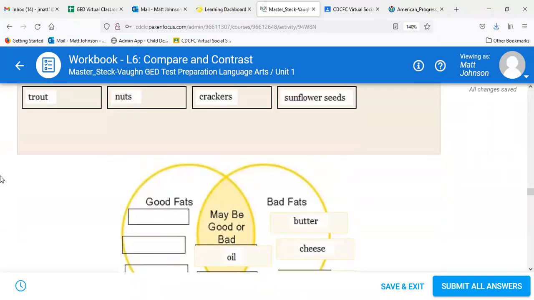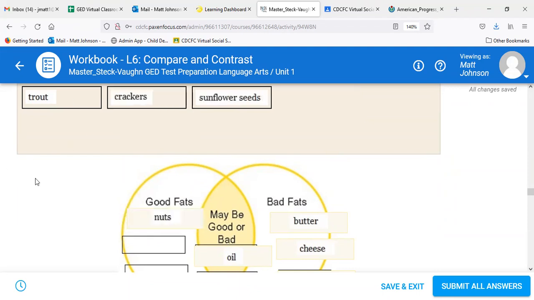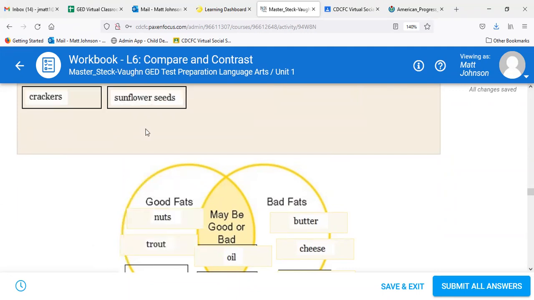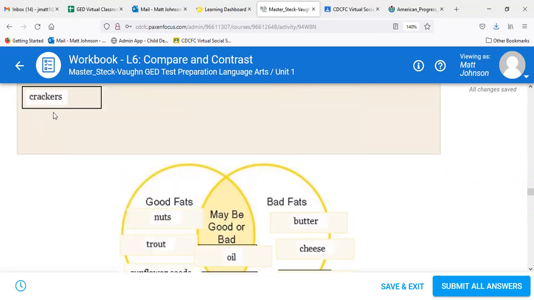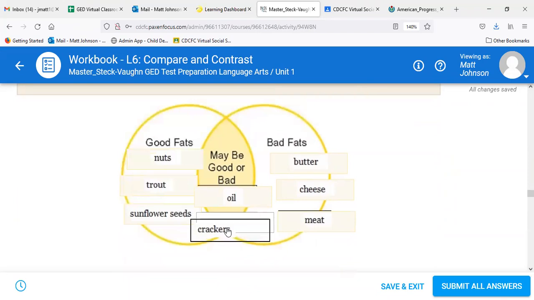So, one way or the other, you kind of get into a process of elimination then. So, based on our passage there, what can we say are the good fats then? Nuts. Trout. And sunflower seeds. There you go, the sunflower seeds, right? And then that leaves our lonely crackers, which could go in either one depending on the type of fat that's involved. And therein lies your Venn diagram.